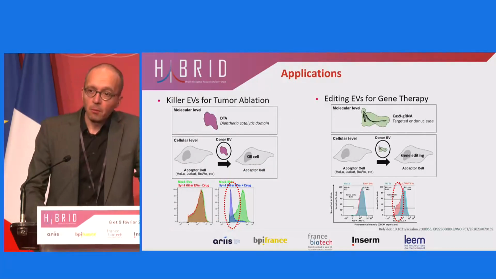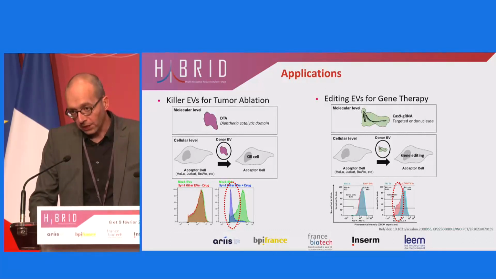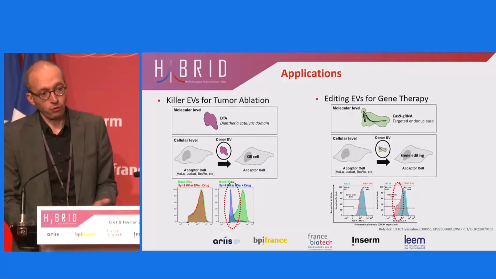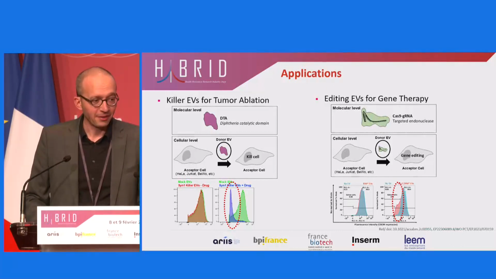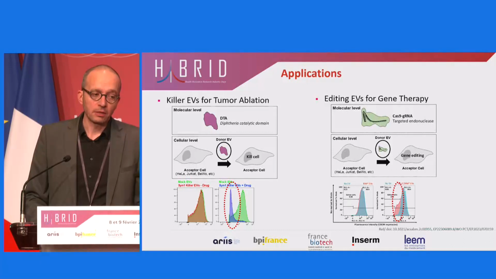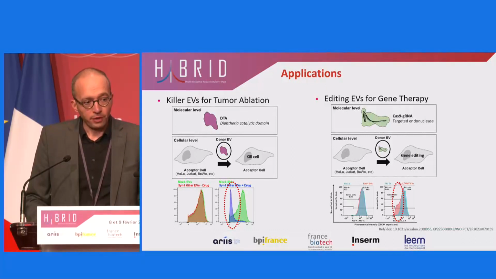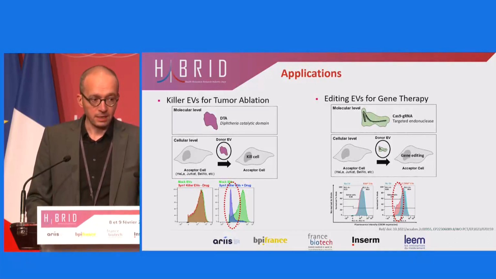So now when we assemble these three modules, we decided to develop new applications. Because we are at a very early stage, we call them applications, but hopefully in the near future, they might become products. But we need time for that, and partners. So the first application that we targeted is killer EVs. Basically our goal was to develop killer EVs to eliminate tumors in the future. And so here we took advantage of our technology, and we loaded a very lethal toxin inside the vesicle to kill the acceptor cells.